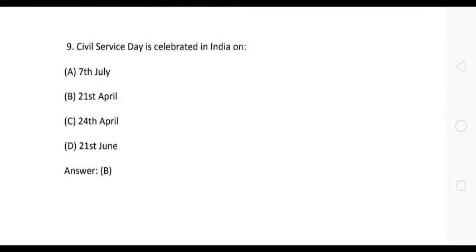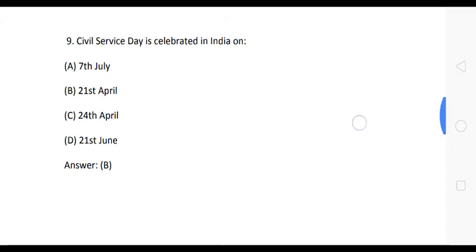Now let us see the next question. Civil Service Day is celebrated in India on? Here the options are: Option A, 7 July; B, 21st April; C, 24 April; D, 21st June. Here the correct answer is option B, 21st April. 21st April is celebrated as Civil Service Day in India.